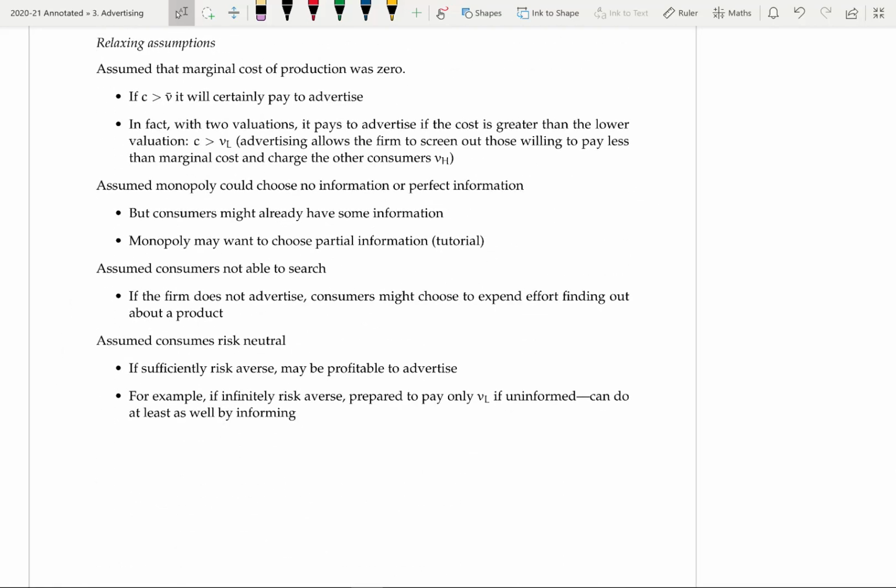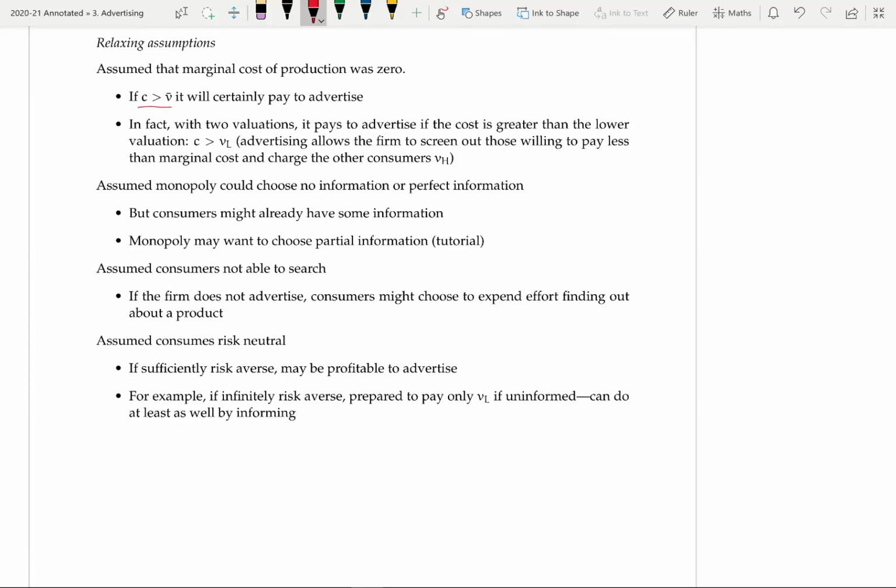Now let's look at the assumptions we've made in the model. So one of the assumptions was that the marginal cost of production was 0. What if the marginal cost of production was C and it was positive? Well, in the case where C is more than the expected willingness to pay, it will certainly pay for the firm to advertise, because if they don't advertise, they'll not be able to make a profit, because their price would have to be less than C in order to be able to sell to any of the consumers.